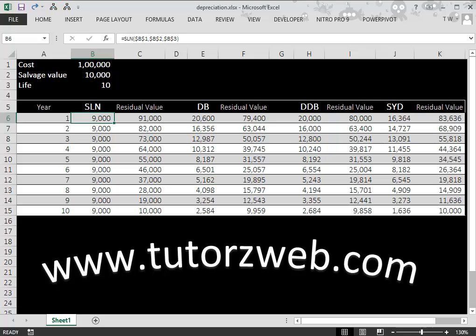The straight line method. It is the simplest and most commonly used since the amount is the same each year. It's the initial cost minus the fully depreciated value divided by the number of years. The straight line function thus gets three parameters. Cost is nothing but the cost of the asset. Salvage is the residual value of the asset. And life is how many years we want to depreciate it.